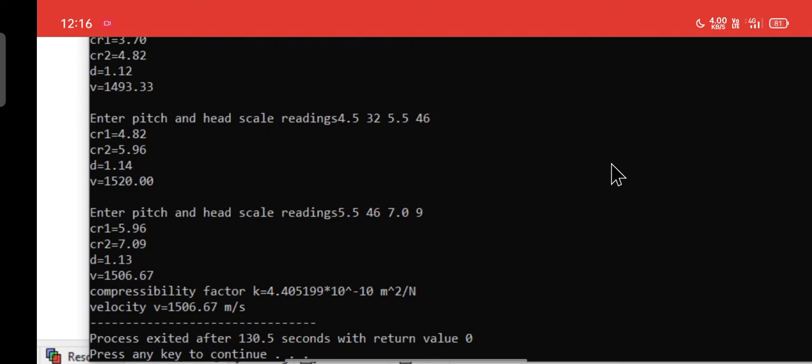Next, the compressibility factor is calculated. It is given as 4.405 into 10 to the power minus 10 meter square per Newton, and the average velocity is 1506.67 meter per second, which is exactly the same value we obtained while doing the experiment. So this program is completely 100% correct for doing this experiment.